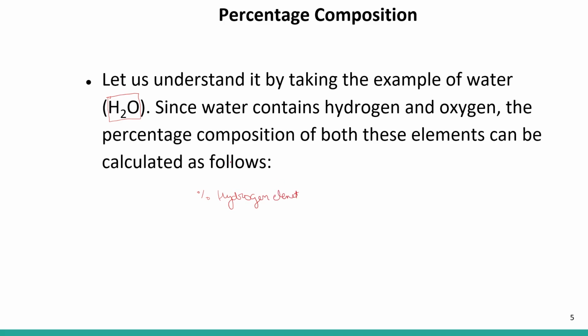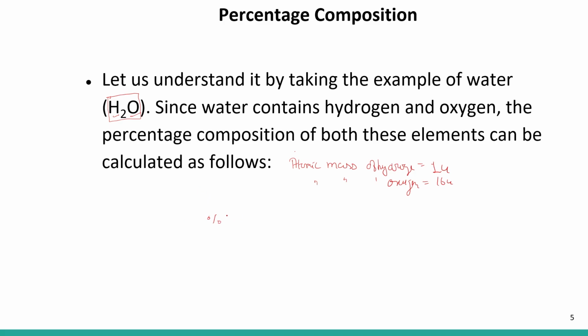For that you must have the knowledge about the atomic mass. What is the atomic mass of hydrogen? What is the atomic mass of oxygen? I am assuming that you know it, and I am mentioning it here also. For the atomic mass of hydrogen, I am not taking the decimal part, that is 0.008, I am rounding off. The atomic mass of hydrogen is 1 U, and the atomic mass of oxygen is 16 U. So first I will calculate the percentage composition for hydrogen.